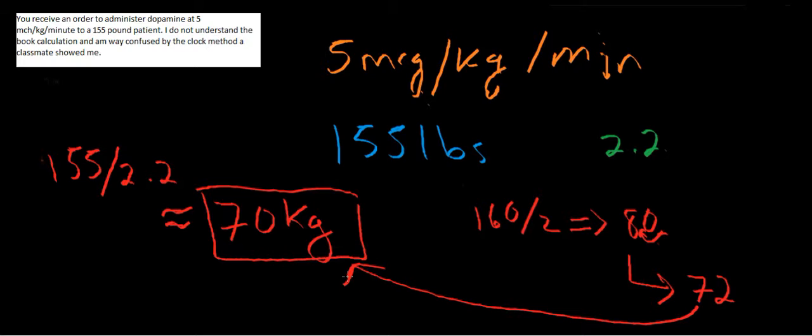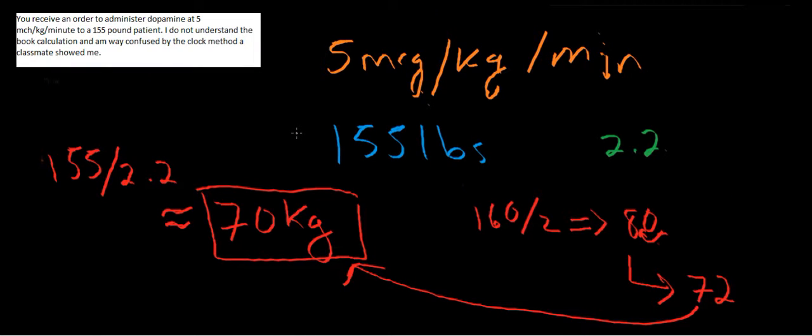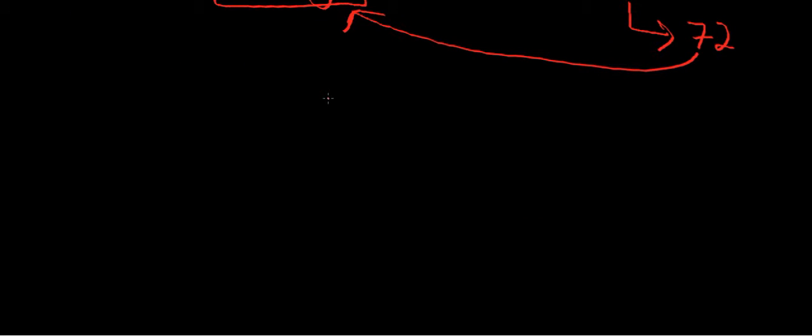If you are a little bit confused about that, I can definitely show you more in depth of this calculation. But basically, divide 160 by 2, which is 80, then move the decimal place over one place and subtract 8 from 80. Hopefully that makes sense and it's a little intuitive. But anyway, we have a 70 kilogram patient.